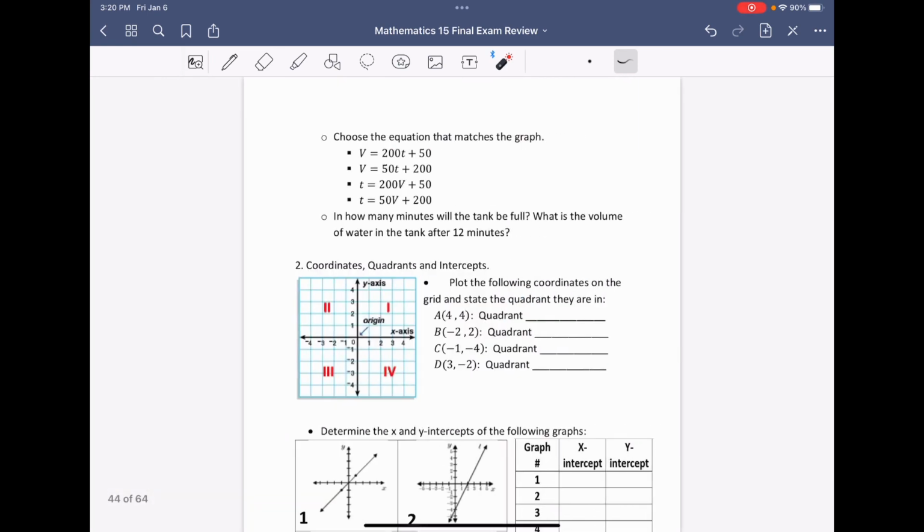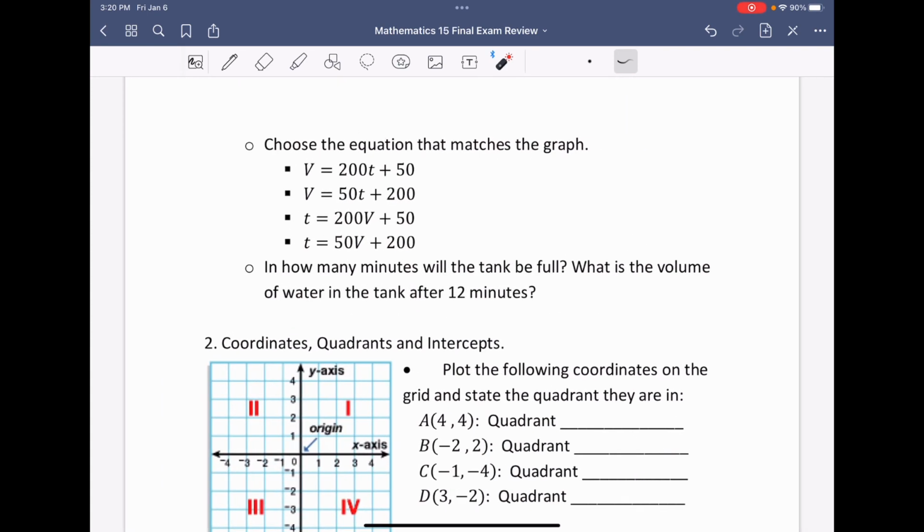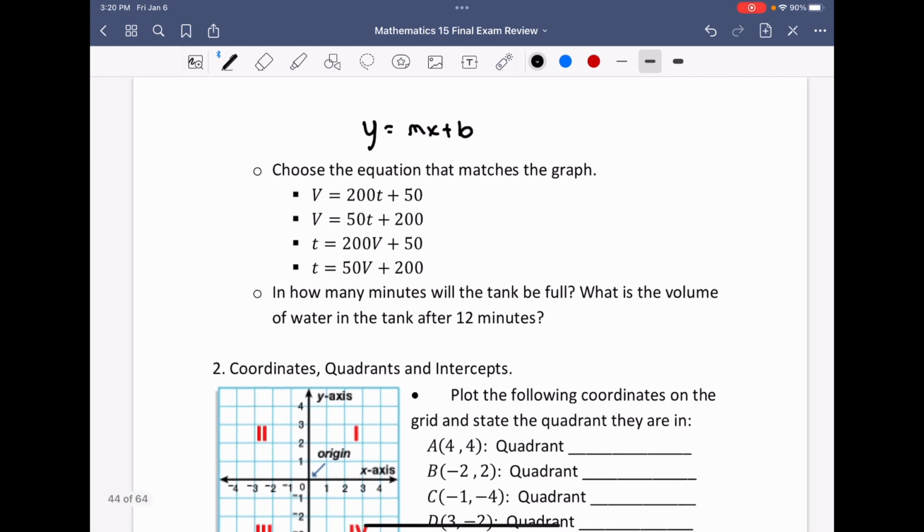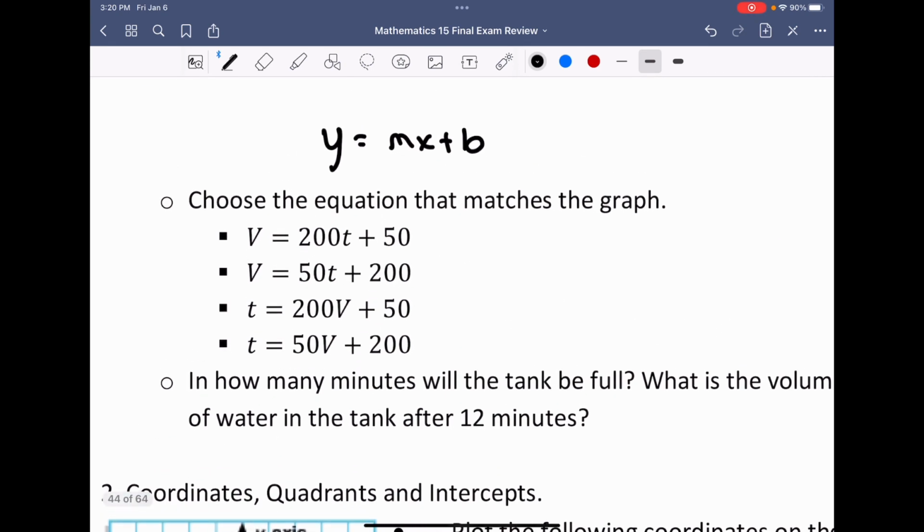All right. Now, choose the equation that matches the graph. Okay, so remember, our equation always boils down to y is equal to mx plus b. Now you're saying, okay, well, what are y and mx plus b? What do all these symbolize? Well, if we go off to the right here, m is always symbolic of the slope. So whatever the slope of our graph is, that's the m value. Our b value is equal to our y-intercept. So if we have a certain y-intercept for the problem, that's our b value.